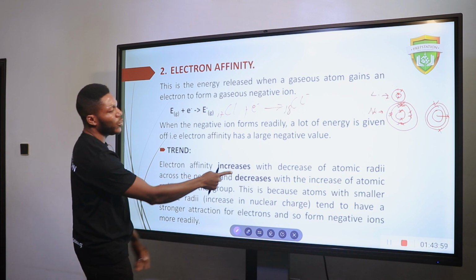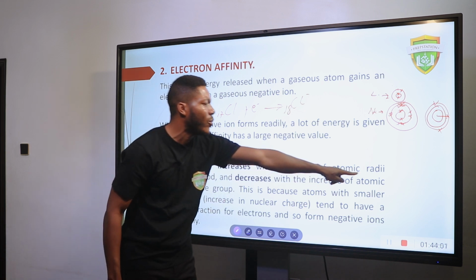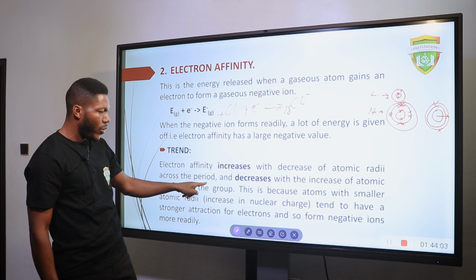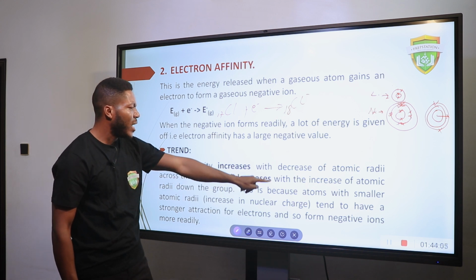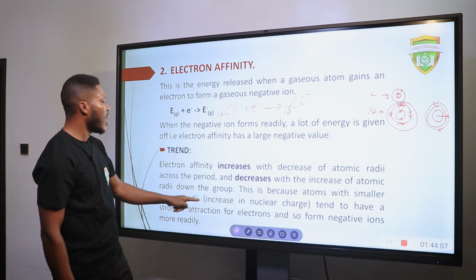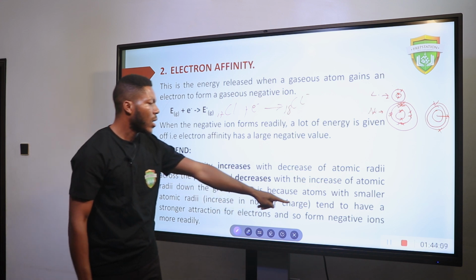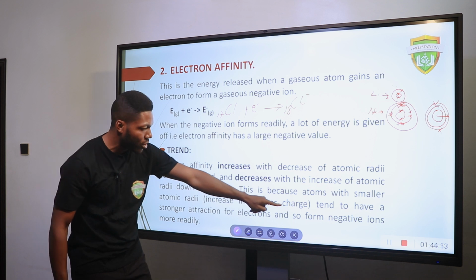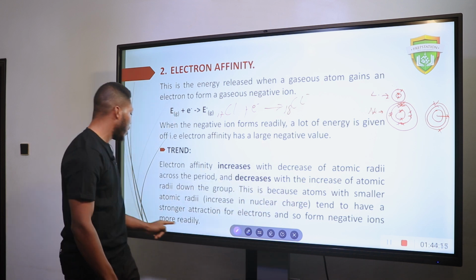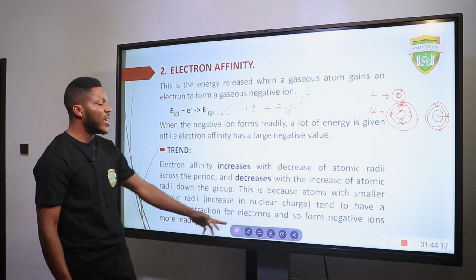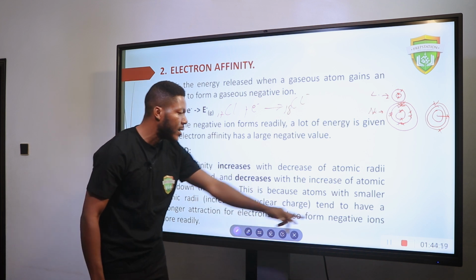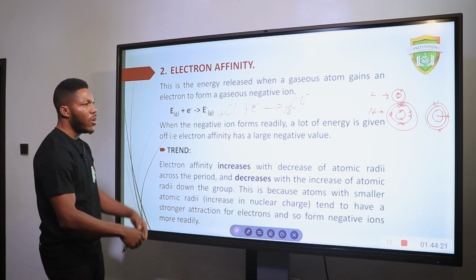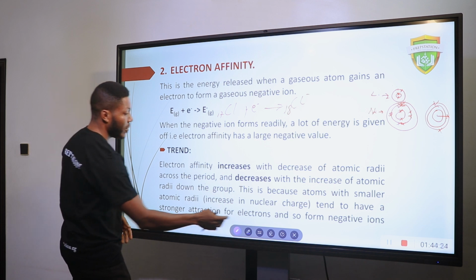Electron affinity increases with a decrease of atomic radii across the period and decreases with the increase of atomic radii down the group. This is because atoms with a smaller atomic radii and increased nuclear charge tend to have a stronger attraction for electrons, and so form negative ions more readily. All right, that's the reason for that.